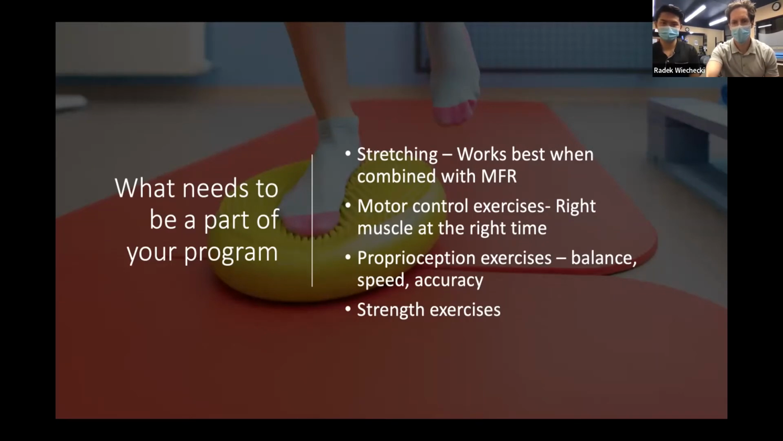You want to follow up with a motor control exercise. So basically what that means in short is firing the right muscles at the right time, at the appropriate level of contraction. And those are specific exercises that are prescribed by physiotherapists or massage therapists, as well as including a component of proprioception, which in short means balance, speed, and accuracy. Proprioception is your brain knowing where it is in space at a given moment. And then as well as including a strength exercise component in your rehab, in later rehab phases.